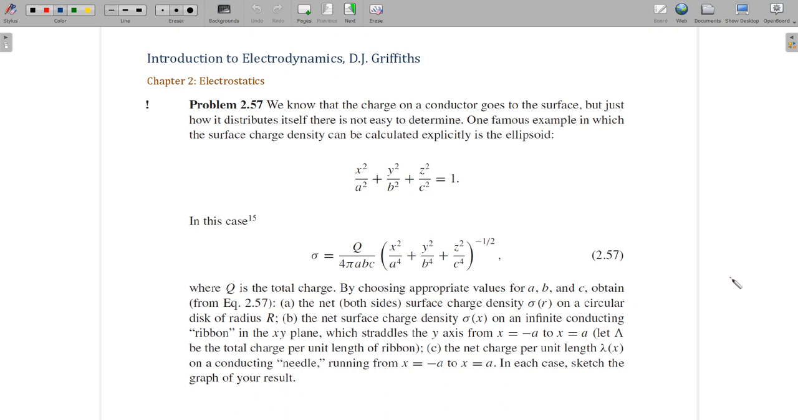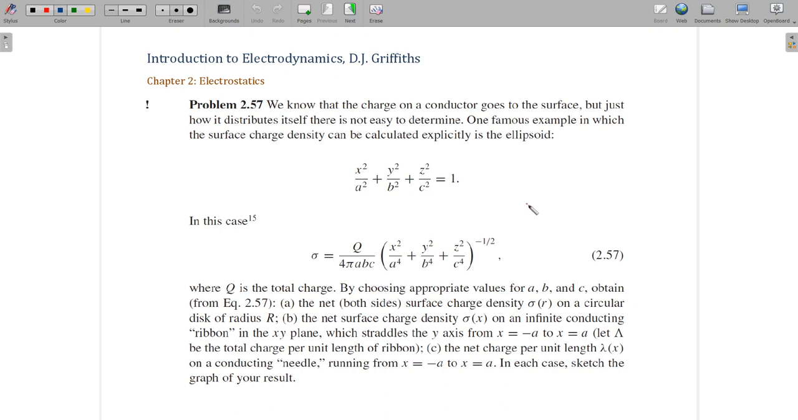We are given an ellipsoid shaped conductor. So an ellipsoid is a particular type of solid, and of course if it's a conductor, all the charge that we give to the solid will go to the surface. And the equation of the ellipsoid is given over here, and the surface charge density over the surface of the ellipsoid can be derived exactly.